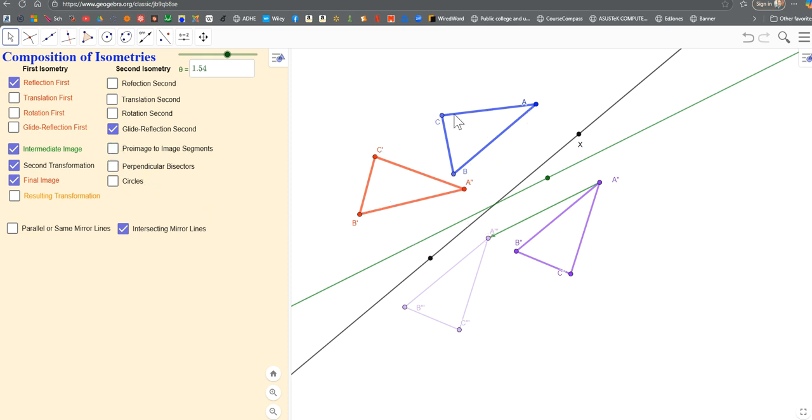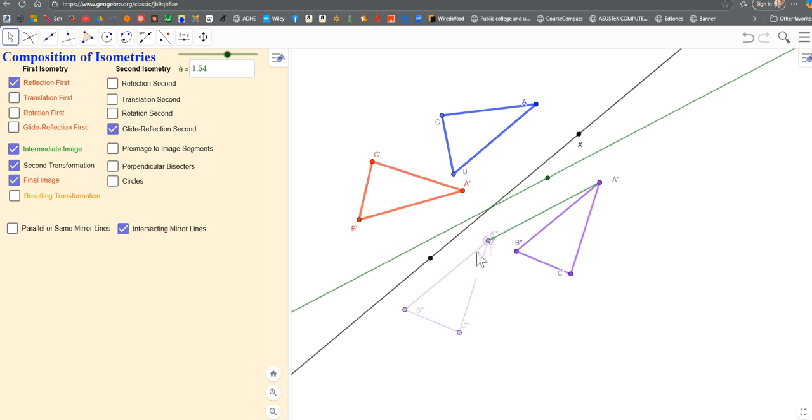All right. So let's go through the steps again. Here's the original. Reflect over this first line. Get this pre-image down here. Translate it, and then reflect this image over this line. There's your final image. How do you get from here to here?